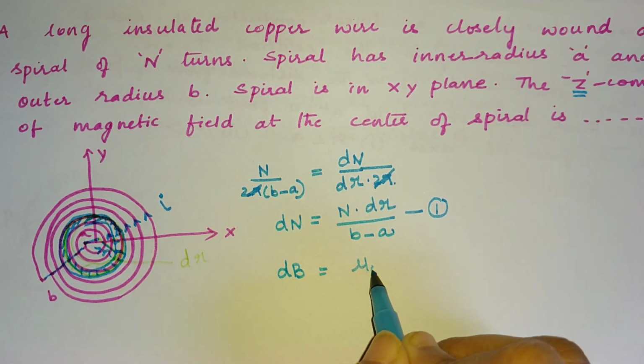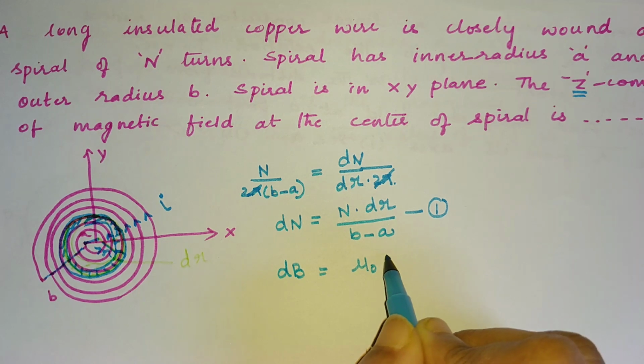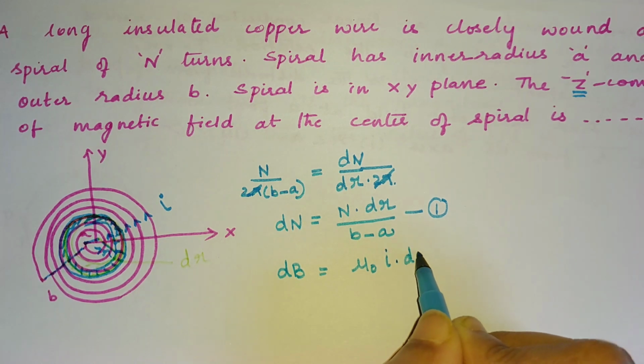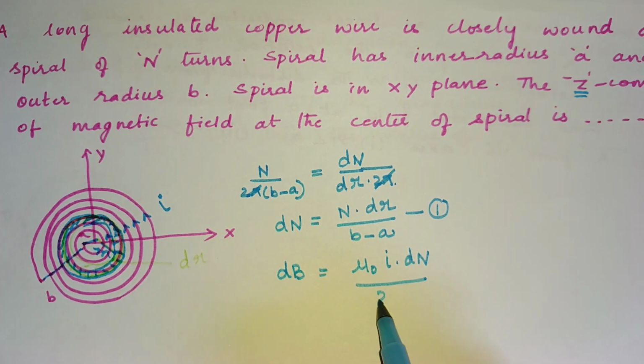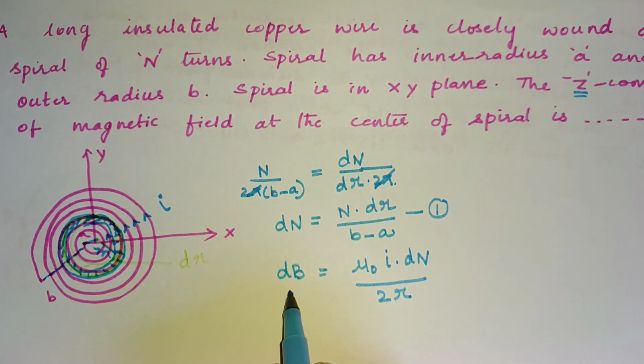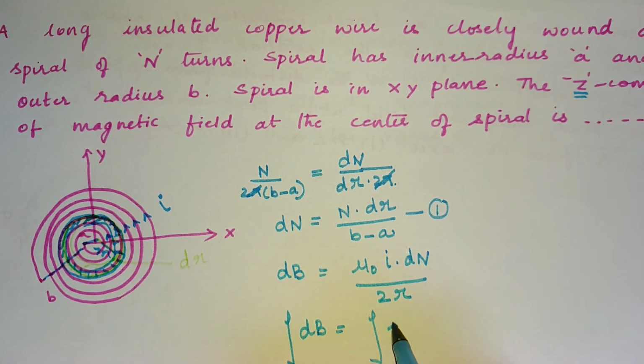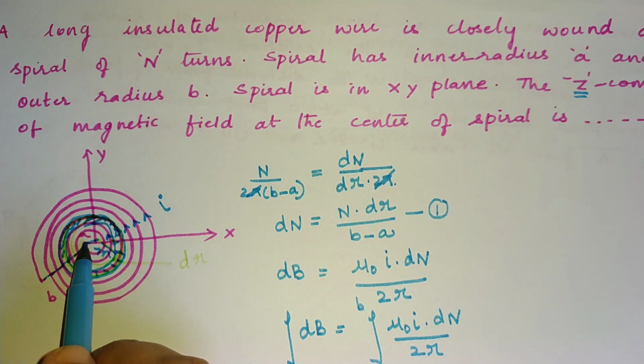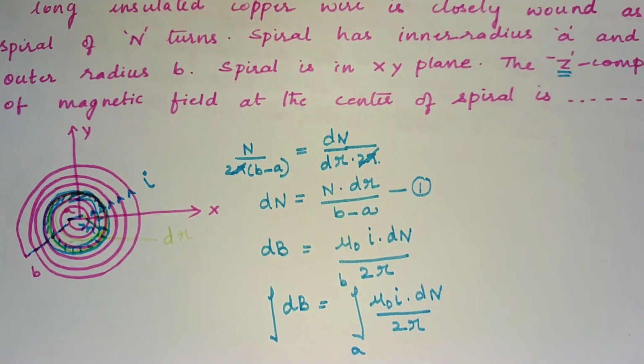And we know at the center of a circle the magnetic field is given by mu naught I into dN, if there are dN number of turns, by 2r. But I need the total magnetic field. How to get the total magnetic field? Integrate the relation. Integral of dB should be integral of mu naught I into dN divided by 2r, from A to B, because the inner radius is A and the outer radius is B.